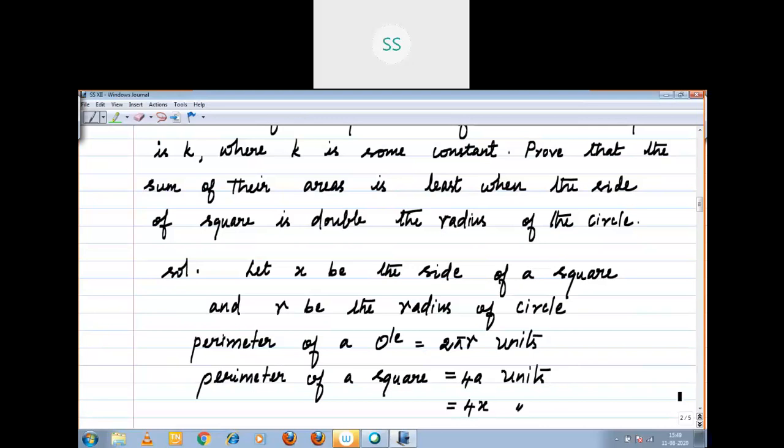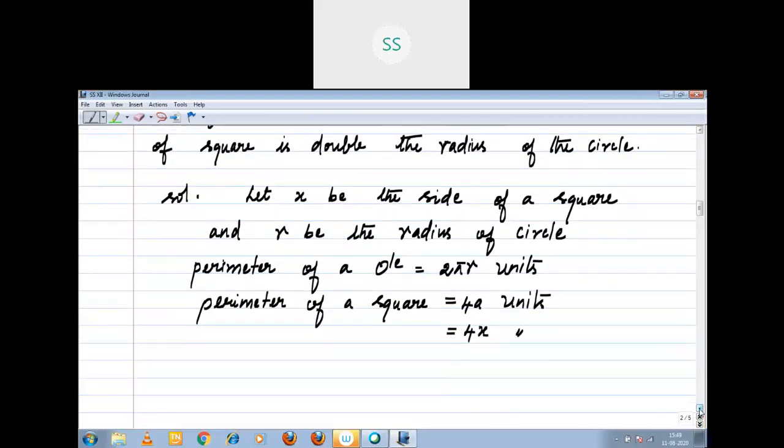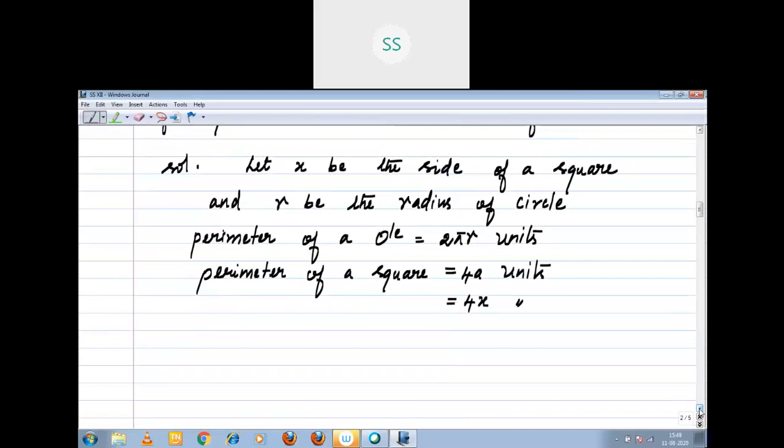Now, what is given in the first statement? The sum of the perimeter of a circle and a square. So the sum of the perimeters means you add 2 pi r plus 4x equal to k. Now, x is equal to k minus 2 pi r, divided by 4.